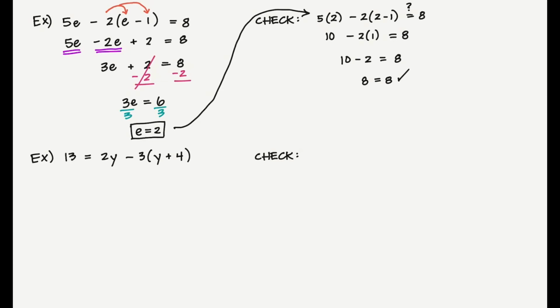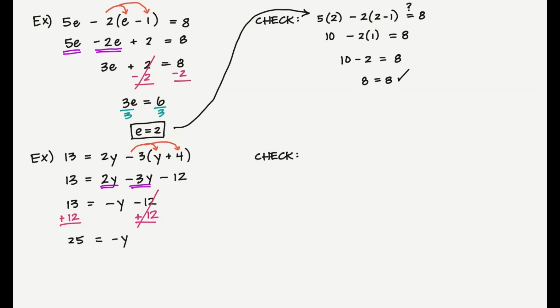All right, final problem. 13 is equal to 2y minus 3 parentheses y plus 4. So again, let's distribute that negative 3. So I'm going to rewrite what I have, and I have minus 3y minus 12. I can combine my like terms, so 2y minus 3y is going to leave me with negative 1y. And then I can add 12 to both sides to get rid of the lonely number. So then I'm left with 25 is equal to negative y. And again, that really is negative 1y. So I can divide both sides by negative 1 to get rid of the leech. And then I have positive y is equal to negative 25 for my final solution.